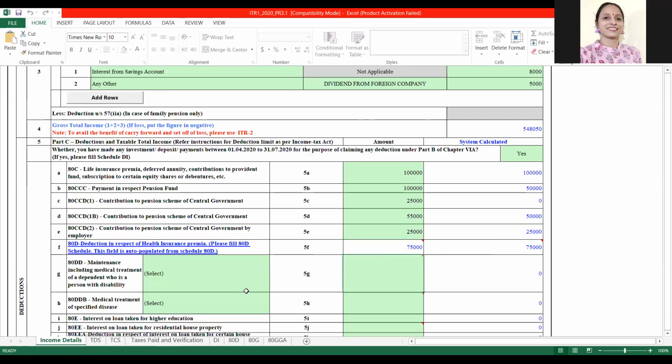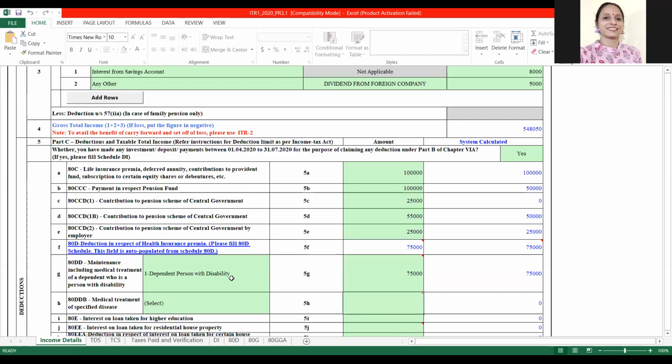Now 80DD is basically for the dependent person who is handicapped. So this disability is divided into two categories. If it is a disability or it is a severe disability. Severe disability is when 80% of the main organs like heart, lungs, kidney and all are not functioning properly, then it is severe disability. Okay. So if it is disability, you can claim the fixed amount of 75,000.